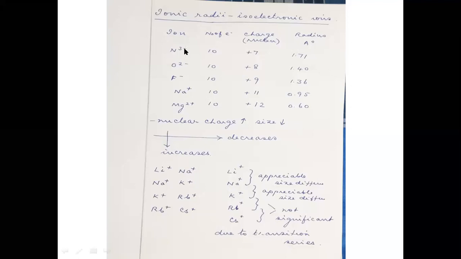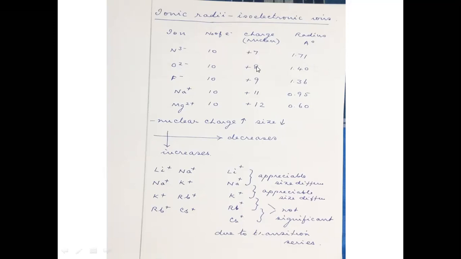Look here, N3 minus, that is nitrogen, 3 electrons are added, 3 minus. Nitrogen atomic number is 7, so it contains 7 protons and 7 electrons. As the charge is now 3 minus, 3 more electrons are added. Therefore, the number of electrons becomes 10. So now it is with 10 electrons and the nuclear charge plus 7, and the radius is 1.71.